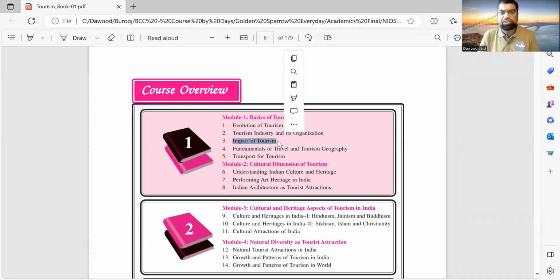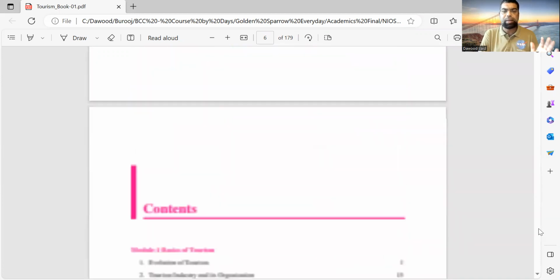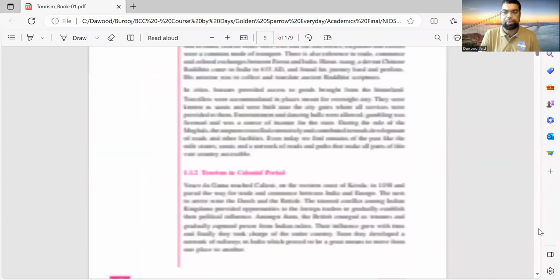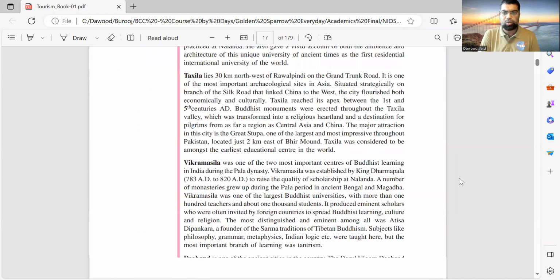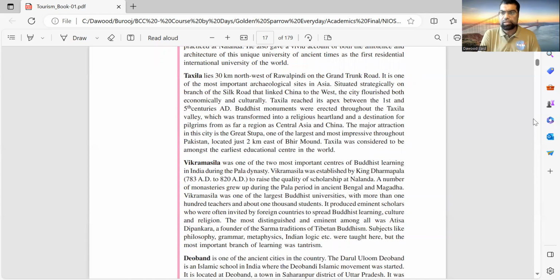The beauty of these chapters, whether it is impact, fundamentals of travel, or transport, is that each of them has one fundamental, one core theme. If you master the theme, you are done with the chapter, and that is all you need to learn in the particular chapter. Let's quickly run through my chapter number 3. I'll have to quickly open it for you. And these are the first chapters. Hopefully, you've learned them well.